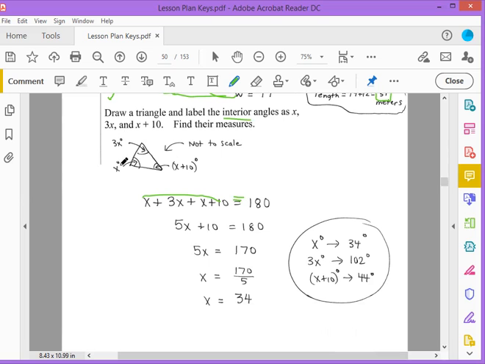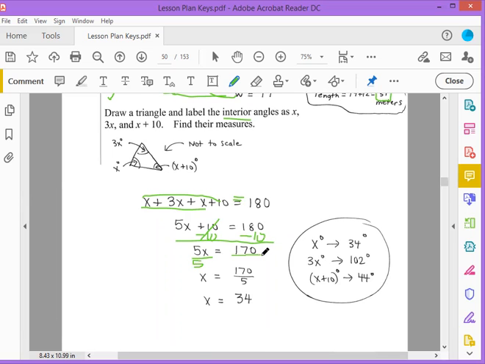So that's what we do, add all three of these angles, x plus 3x plus x plus 10, and we set it equal to 180. We'll combine like terms. On the left side, we have x plus 3x plus x. That gives us 5x. Carry down our plus 10, the equal sign, and 180. Then we're going to subtract 10 from both sides of the equation. The 10s cancel on the left, leaving 5x. Carry down our equal sign. And on the right side, 180 minus 10 gives us 170.